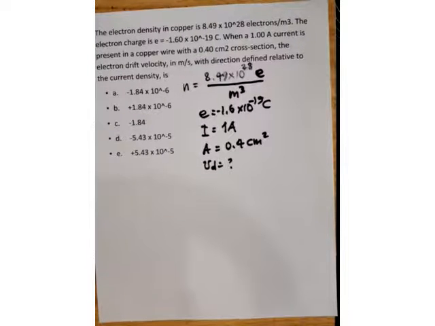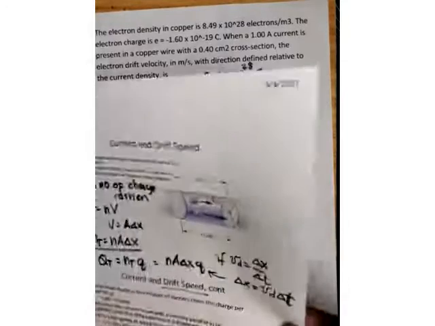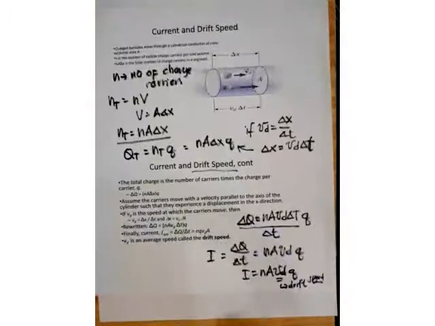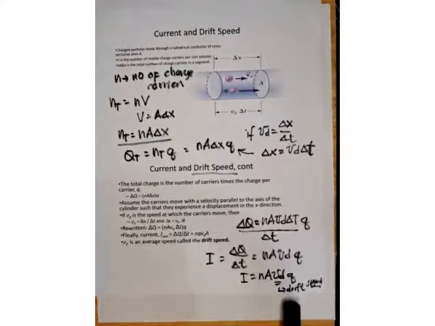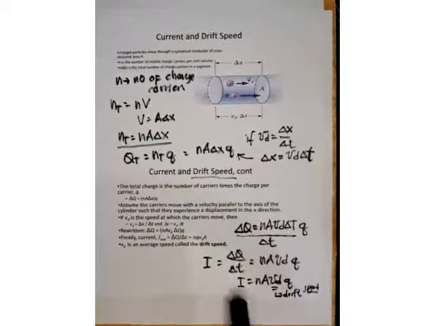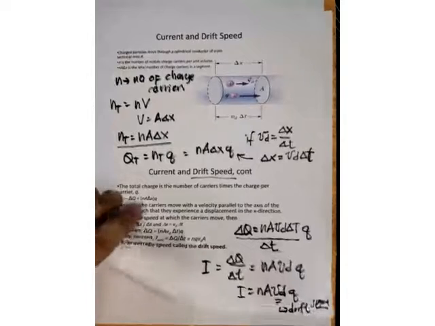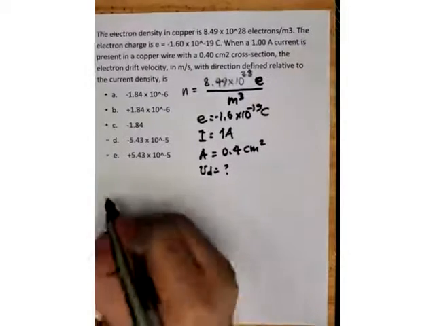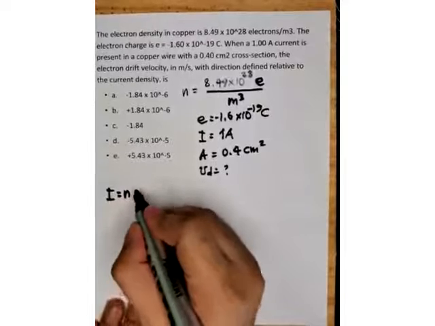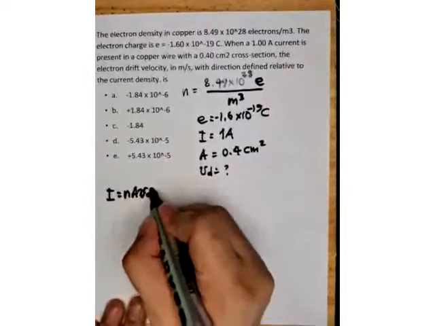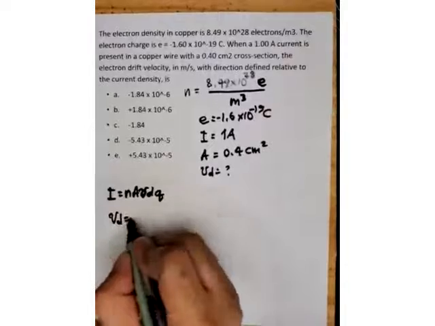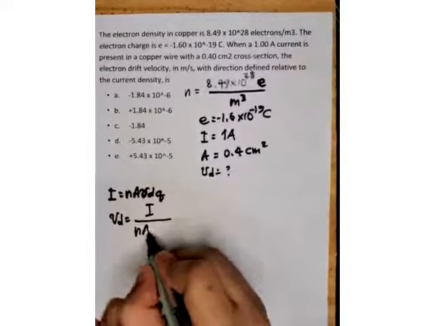Okay, so kung babalik tayo dun sa formula natin ng drift speed. So nandito siya. Ayan. So ito yung gagamitin nating formula. So meron tayong N, A, Q, and I. So current is equal to N A v_d Q. So that means the drift speed is I all over N A Q.